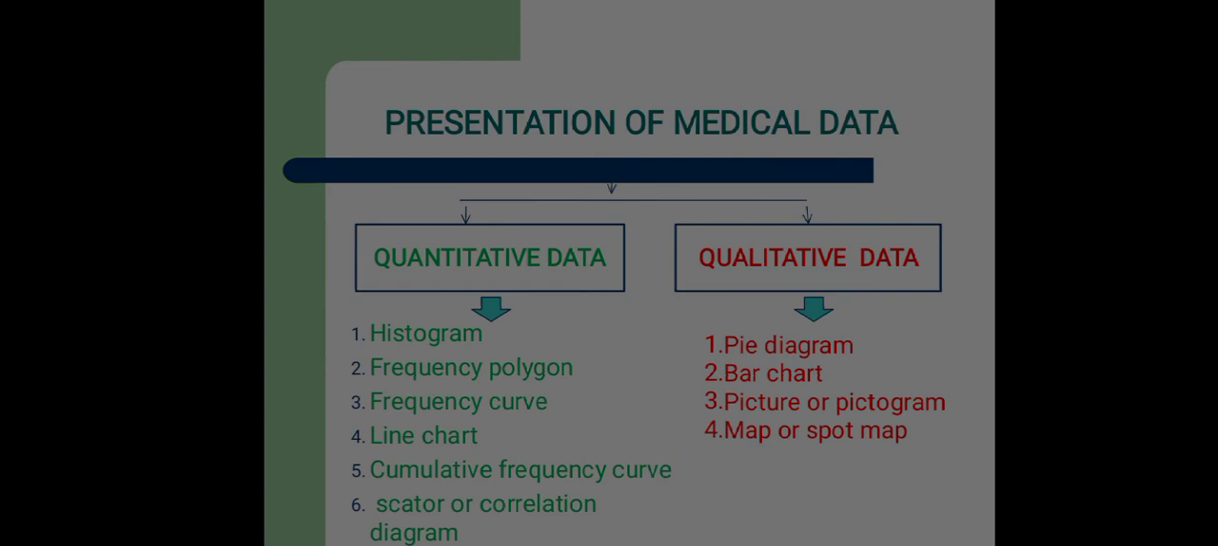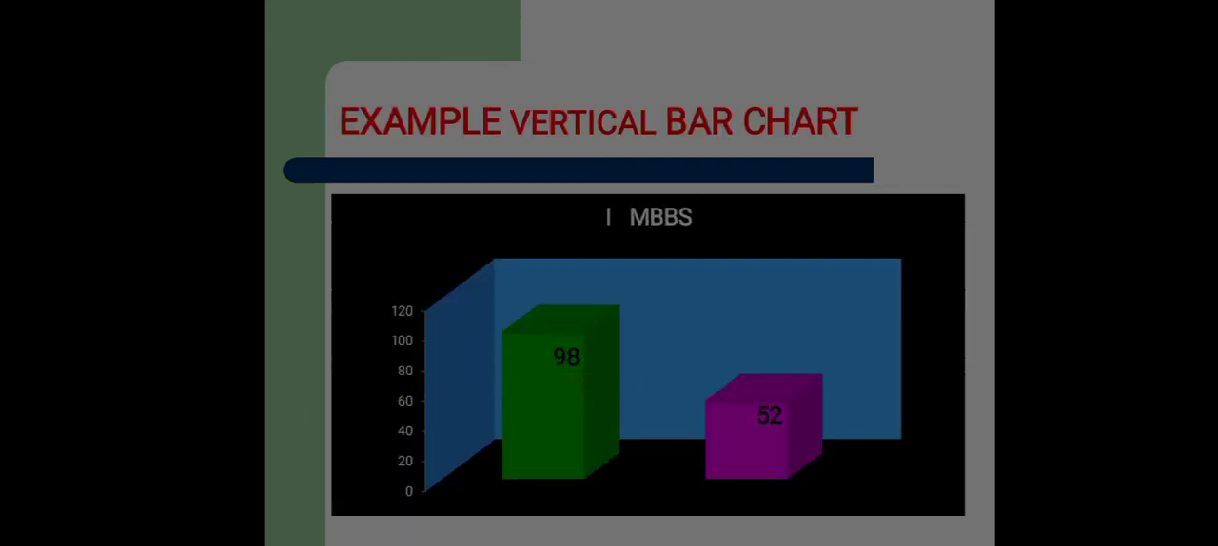Presentation of data: the data is classified into quantitative data and qualitative data. Quantitative data diagrams: histogram, frequency polygon, frequency curve, line chart, cumulative frequency curve, scatter or correlation diagram. Qualitative data: pie diagram, bar chart, picture and pictograms, map or spot map.